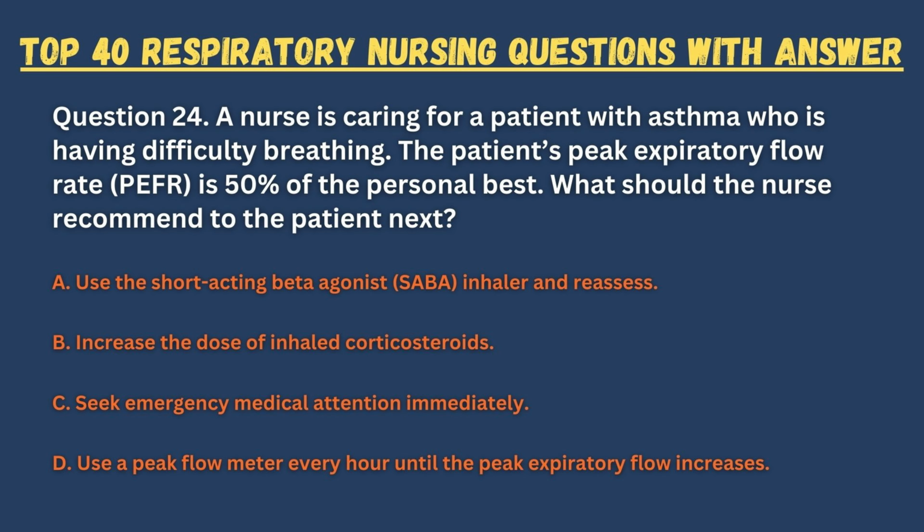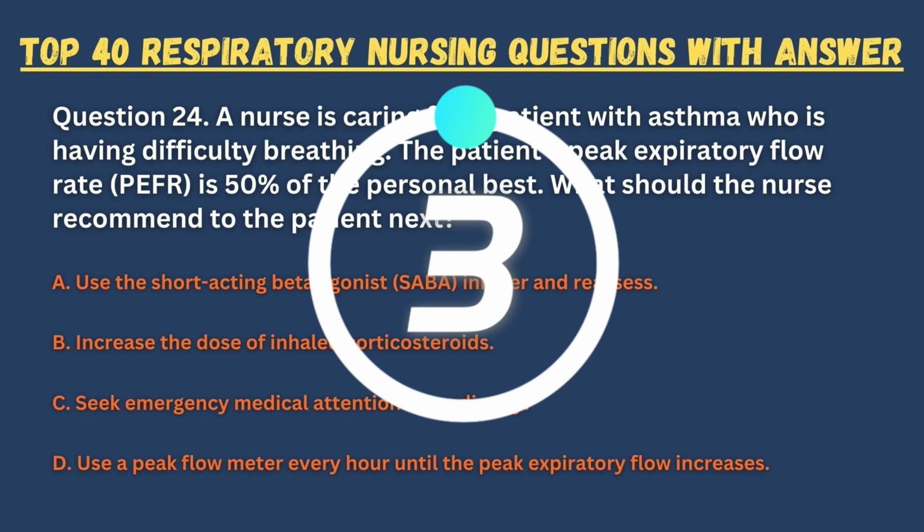Question 24. A nurse is caring for a patient with asthma who is having difficulty breathing. The patient's peak expiratory flow rate (PFR) is 50% of the personal best. What should the nurse recommend to the patient next? A. Use the short-acting beta agonist (SABA) inhaler and reassess. B. Increase the dose of inhaled corticosteroids. C. Seek emergency medical attention immediately. D. Use a peak flow meter every hour until the peak expiratory flow increases.